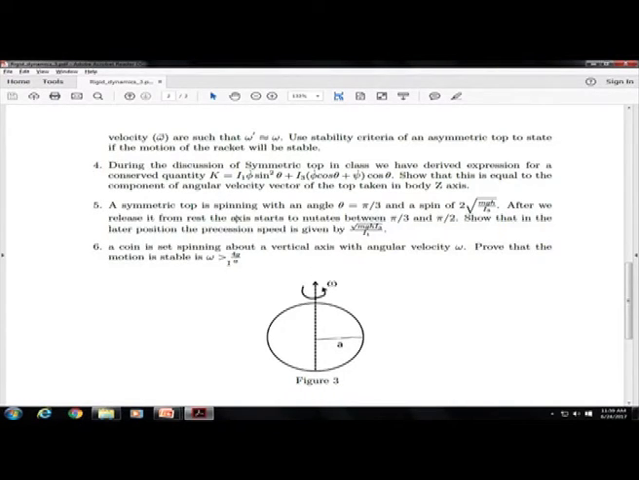The last remaining problem of this set and the discussion of rigid body is problem number 6, which is a coin spinning about a vertical axis with angular velocity omega. Prove that the motion is stable. The condition for stable motion is omega greater than 4g by a. Now, for this, what do we need to do? I am not solving it for you, I will just give you sufficient hint. Okay. So, let us come back to this.